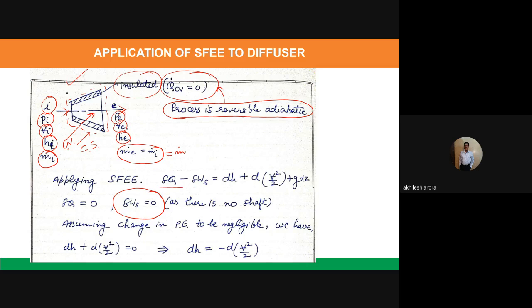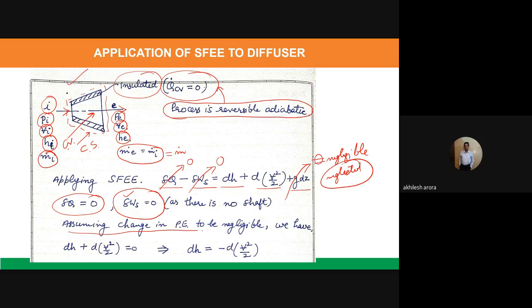So this is the steady flow energy equation, the same equation that we wrote earlier, and now we can apply it. Delta Q is equal to 0, delta W is equal to 0, so these terms become 0. Then we can consider that the change in potential energy is negligible, so rather than writing 0, we can say negligible, and we are neglecting it. Though here we are neglecting the potential energy, if in the problem the values of elevation at inlet and outlet are given, then we must consider the change in potential energy. Otherwise, you can neglect it. Now, assuming the change in potential energy to be negligible, we have dH plus dV square by 2 is equal to 0, or dH is equal to minus dV square by 2.